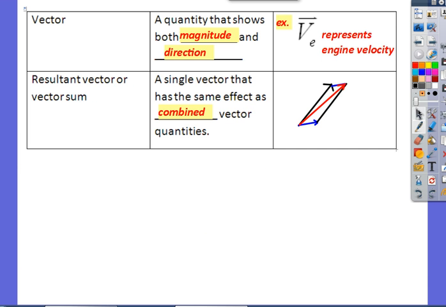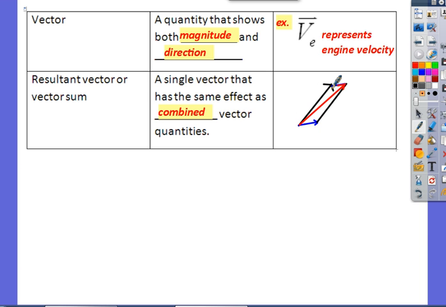And this is what I want you to write down. Vector: a quantity that shows both magnitude and direction. The resultant vector or vector sum. And this is the important thing, and I've drawn it right here. That is the resultant vector.